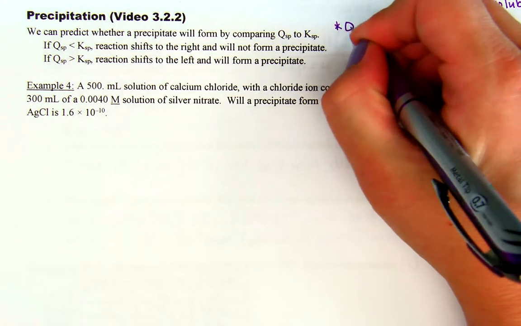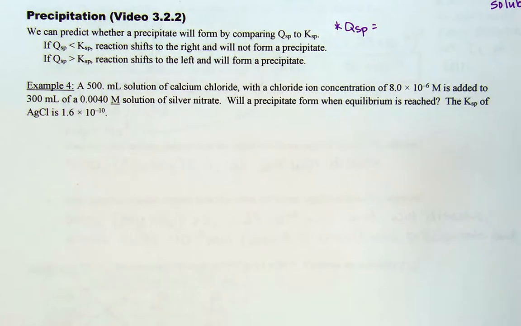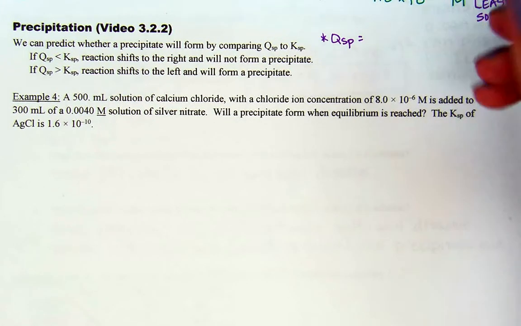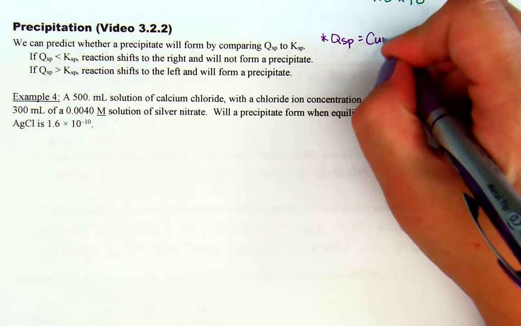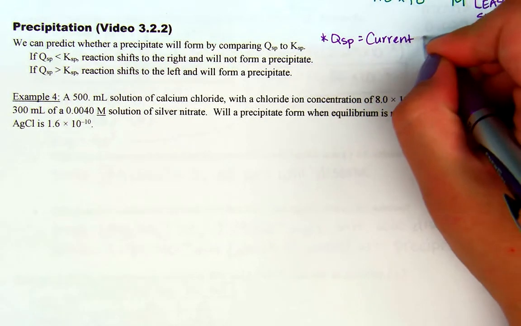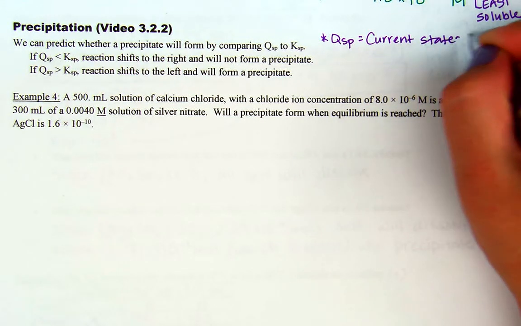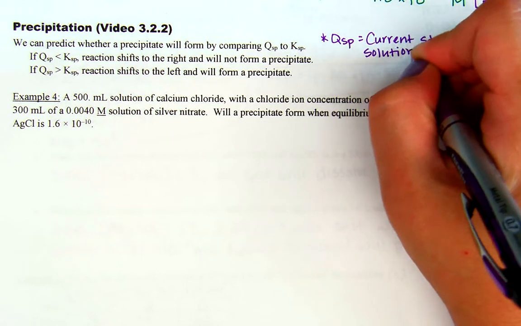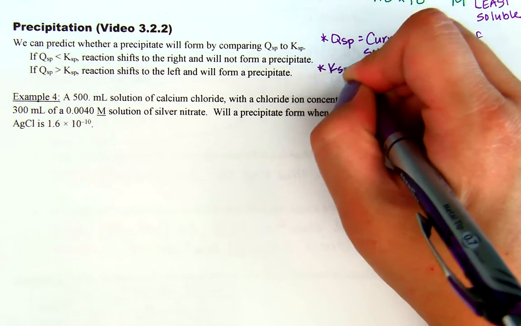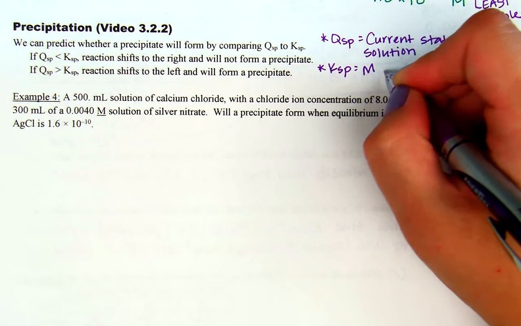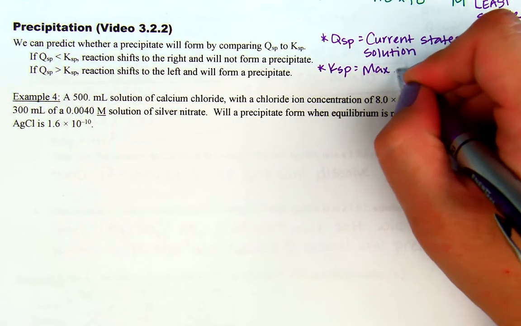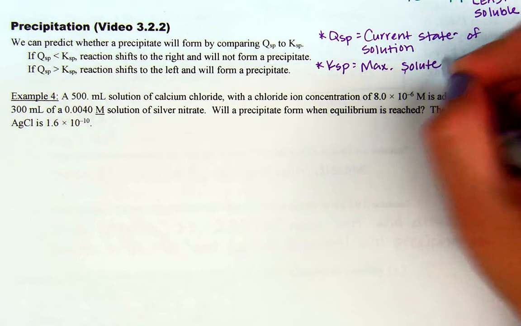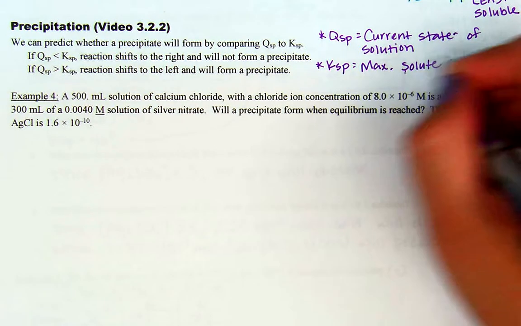QSP is the current state of the solution. So this is the current state of the ions, how many ions are currently in our solution. Current state of solution. And KSP, that's the maximum amount that can be dissolved. Max solute in solution.